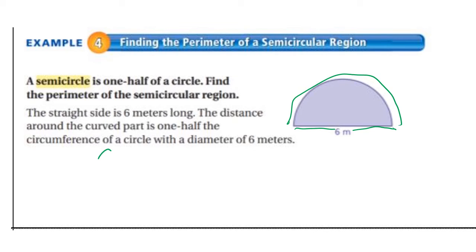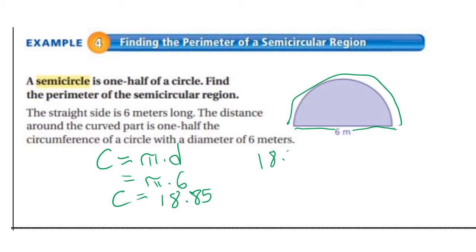Go ahead and start with the formula for circumference that uses diameter. Circumference equals pi times diameter. Let's fill in what we know. It equals pi times 6. I'm using my calculator, keeping it simple, and the circumference equals 18.85. But I only need half of that. So I'm going to take 18.85 and I'm going to divide it by 2.